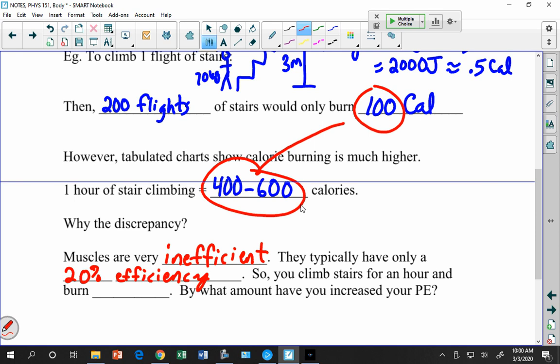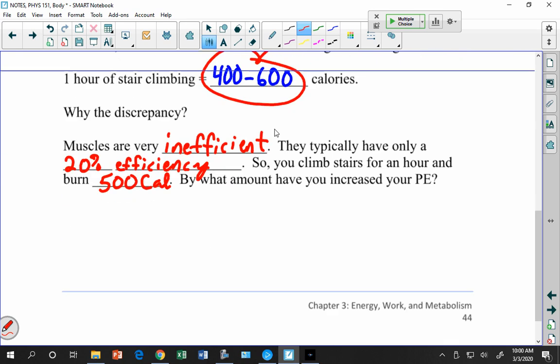So if you climb stairs for an hour and you burn 500 calories, by what amount have you increased your potential energy? Let's do this as a quicker question. If you have a 20% efficiency and you burn 500 calories, how much have you actually changed your potential energy? Is it A, 400, 200, 100, or 300? Actually, we'll do it in order: 400, 300, 200, or 100.